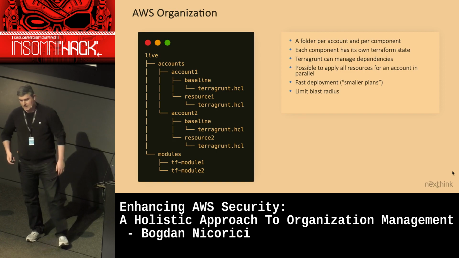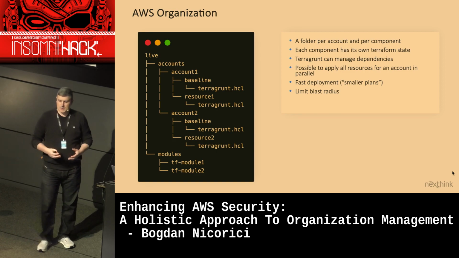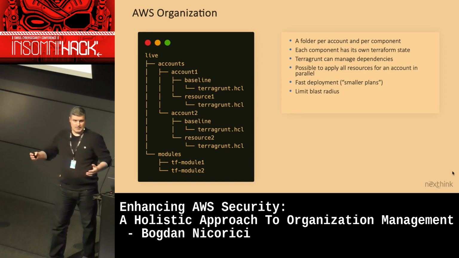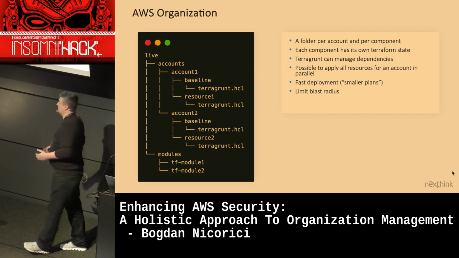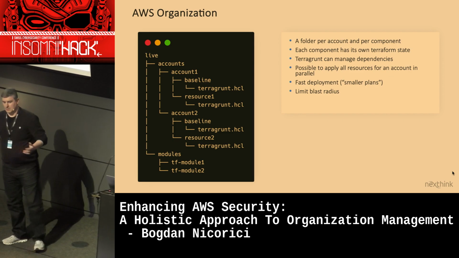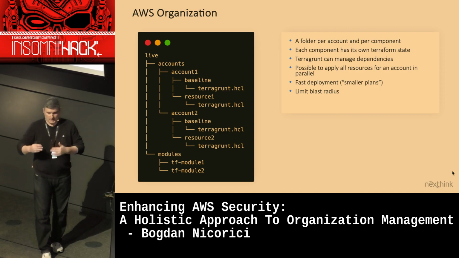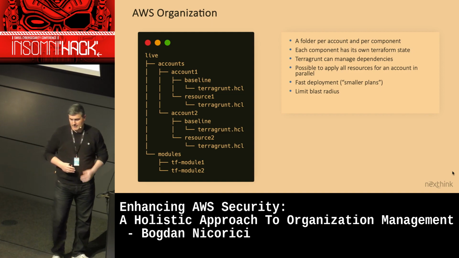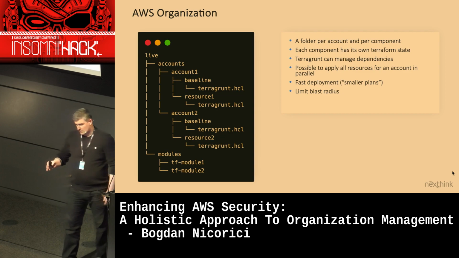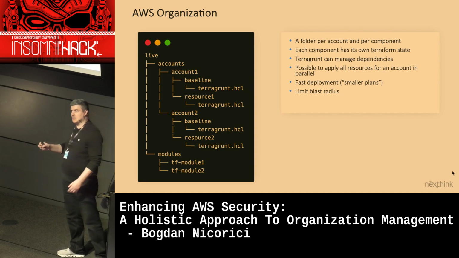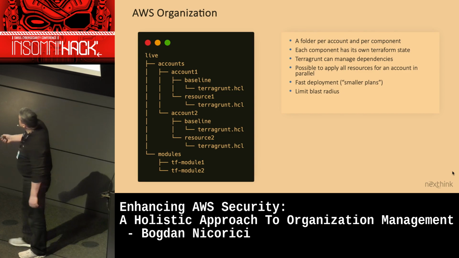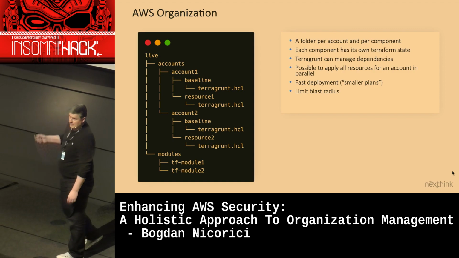The deployments are really fast because the plans are way smaller. Let's say, for example, you need to deploy 50 services, you won't have a plan that will do all the 50 services. You can break down all of the services independently, and that way you also limit the blast radius. So if something goes wrong, it goes wrong only on a specific service that you deployed, and it doesn't affect all the rest.